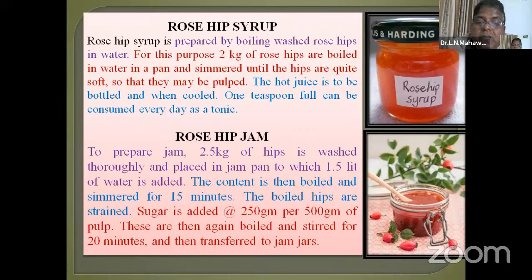The next product is the rose hip jam, and to prepare the jam, 2.5 kg of hips is washed thoroughly and placed in the jam pan, to which 1.5 liters of water is added, and the contents are then boiled and simmered for 15 minutes. The boiled hips are again strained, and the sugar is added at the rate of 250 gram per 500 gram of the pulp. Whatever pulp quantity we get, we can use 250 gram of sugar for 500 gram of pulp. These are then again boiled and stirred for 20 minutes and then transferred to the jar.